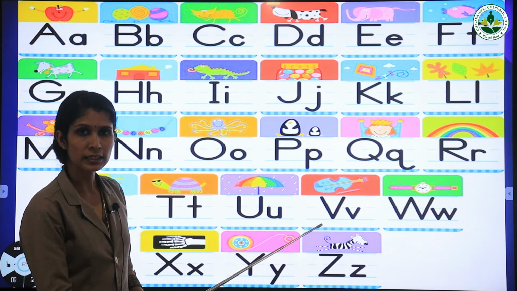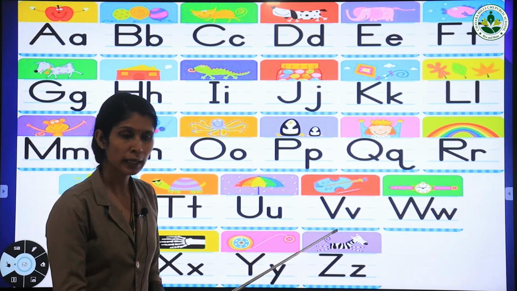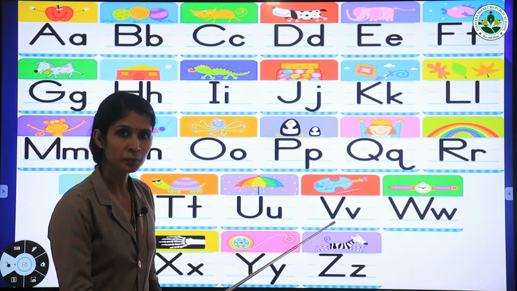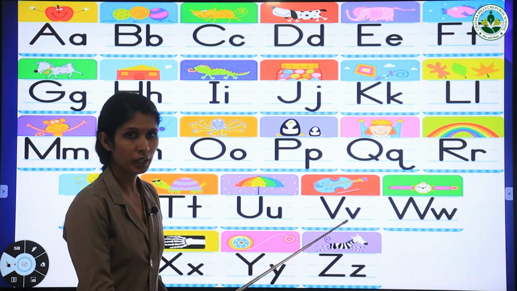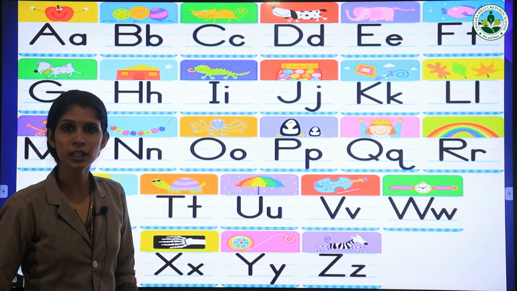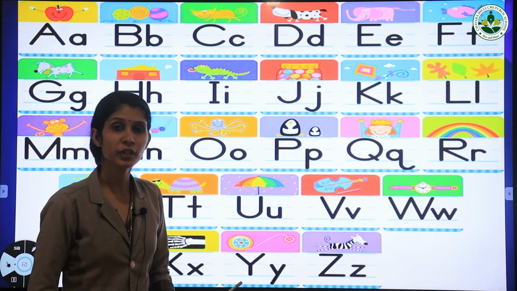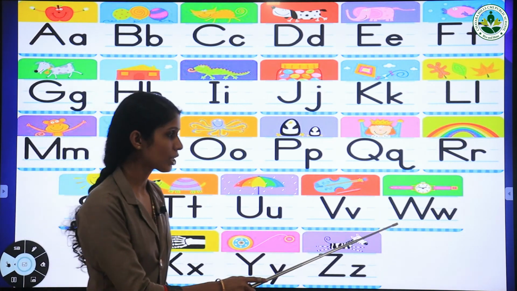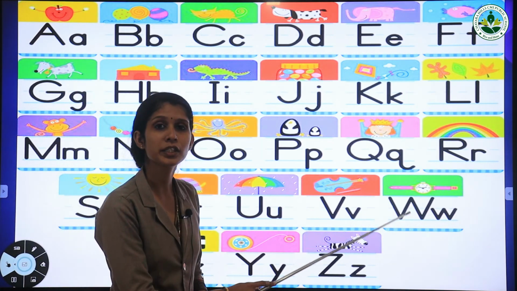Letter V has capital letter V and small letter V. Repeat after me, capital letter V, small letter V. What's the sound of letter V? The sound of letter V is V. V. And our next letter, which is letter W.